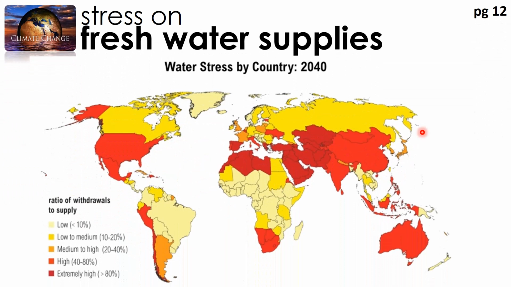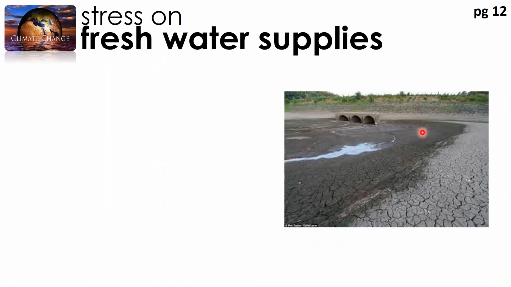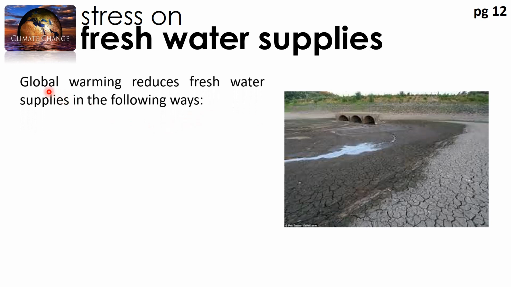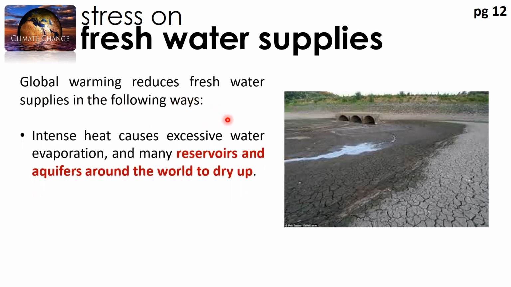Now, it is projected that many countries and many people around the world are going to experience water stress by 2040. So this is how increased greenhouse gas emissions and global warming further reduce our freshwater supplies. First of all, the intense heat will cause excessive water evaporation in many areas, and so many reservoirs and aquifers around the world will dry up.